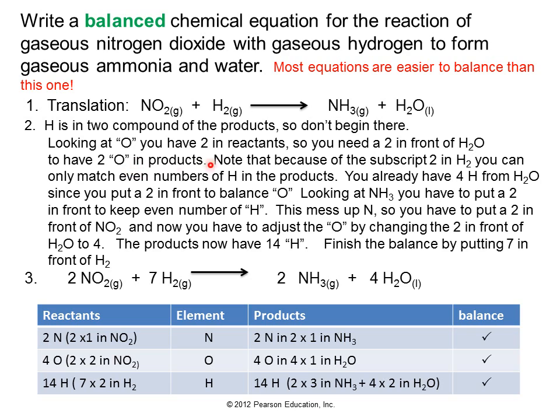Okay. Now note that because you have the subscript 2 by the hydrogen, you can never have any more than an even number. If you put a 2 here, you got 4. If you put a 3, you got 6. You'll have to have an even number. And this is an odd subscript, so you're going to have to put a 2 in front of that to make it 2 times 3 is 6.